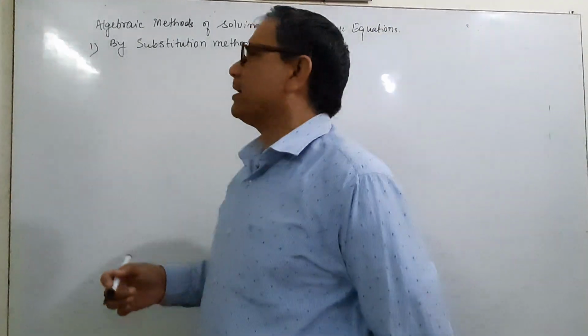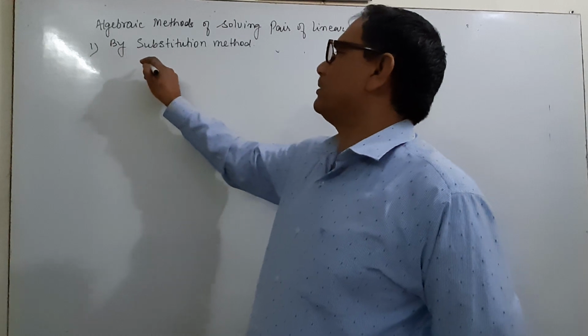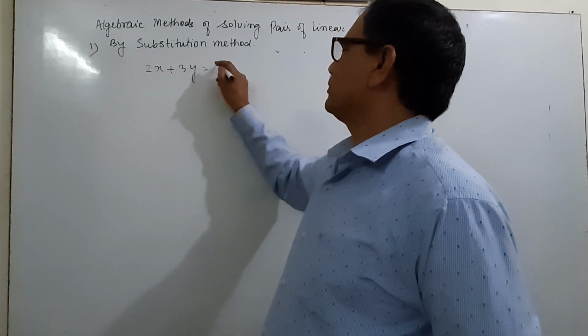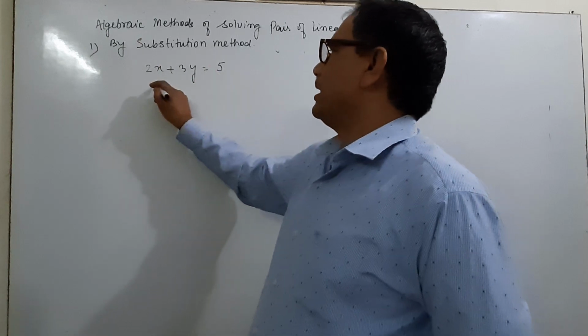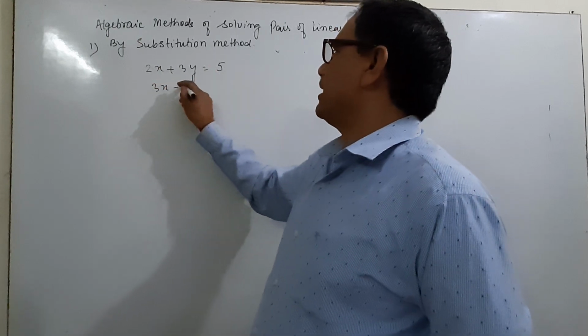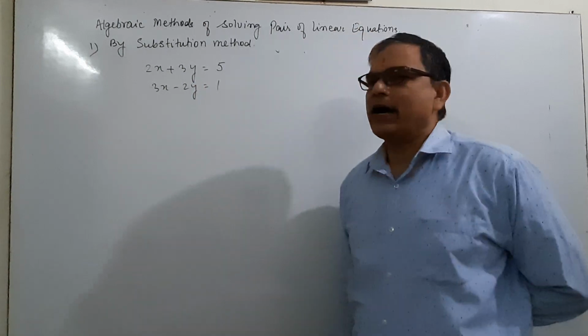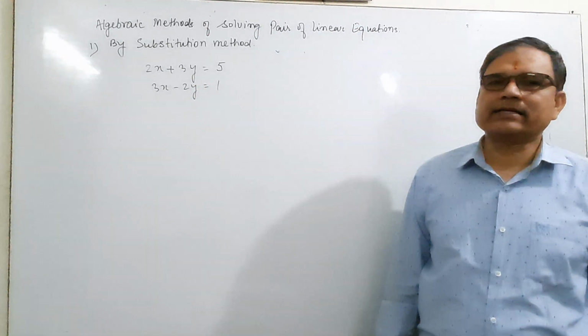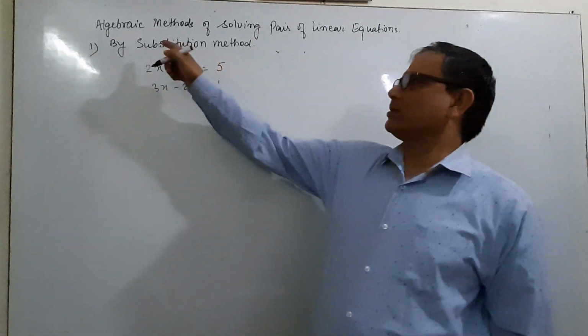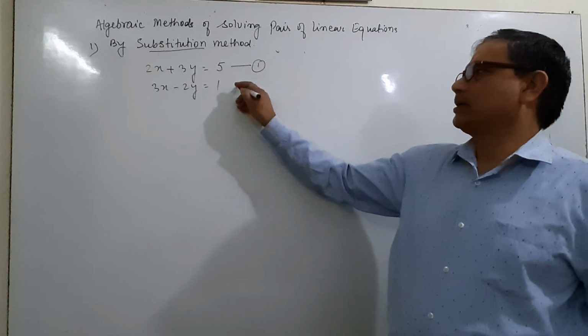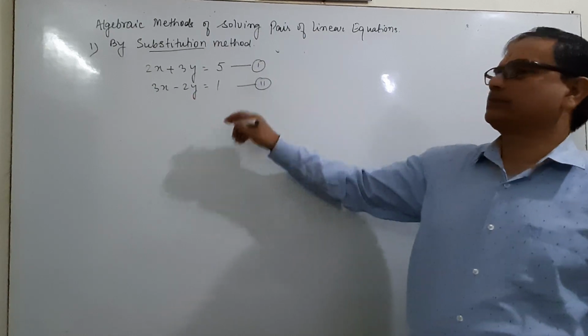I am taking one example: 2x plus 3y is equal to 5 and 3x minus 2y is equal to 1. Find the value of y and x by the substitution method. Listen carefully. First we label this equation number 1 and this equation number 2.